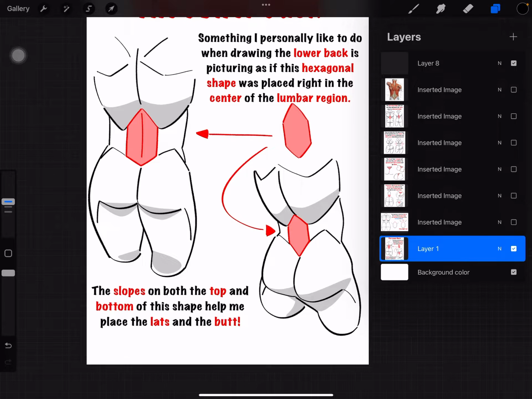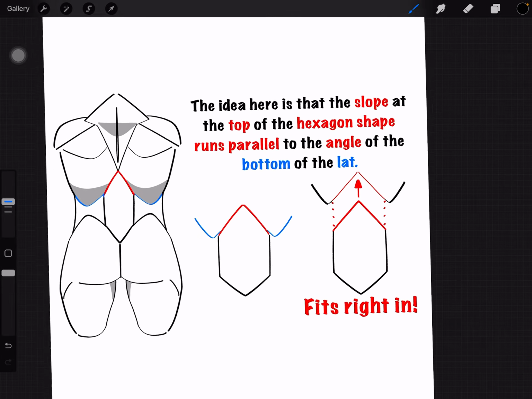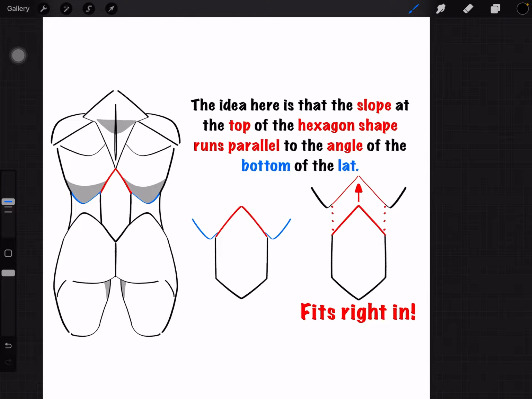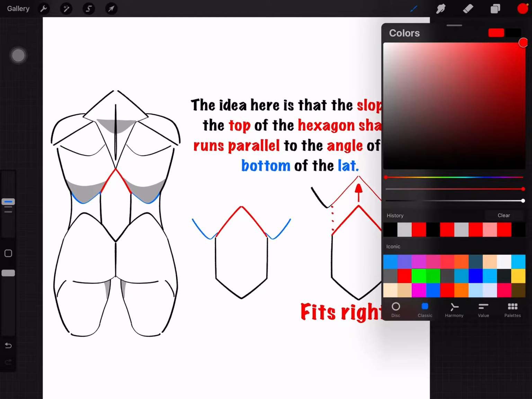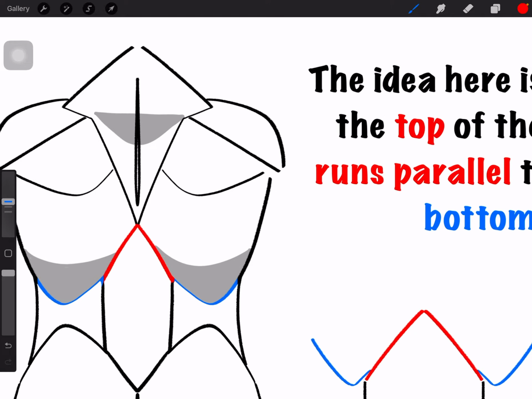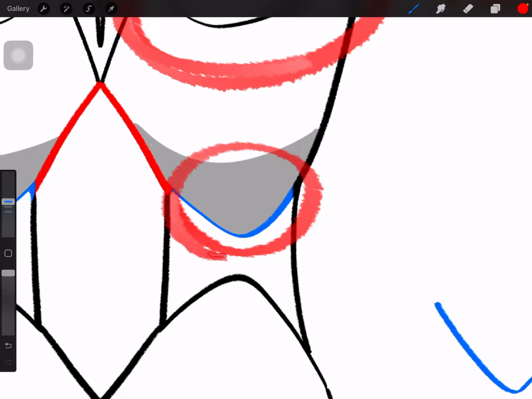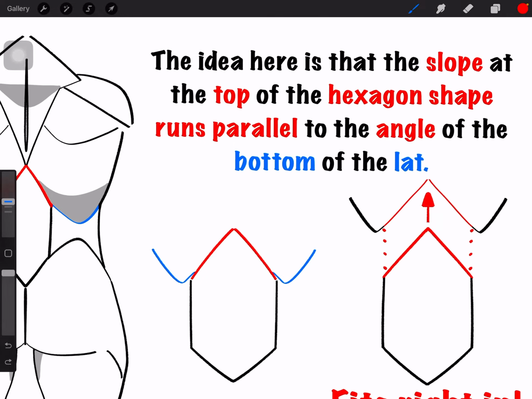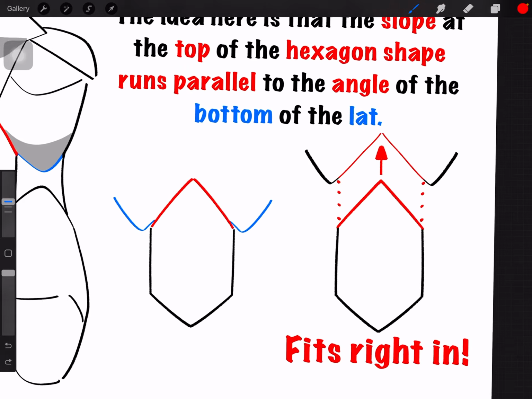Now, of course, on the second page, I elaborate further on that top half when I say the idea here is that the slope at the top of the hexagon shape runs parallel to the angle of the bottom of the lat. And so the bottom of the lat, if this part right here is the top of the lat, then of course this would be the bottom of the lat, as I highlighted in blue. That's kind of what I hoped you guys would get from that.